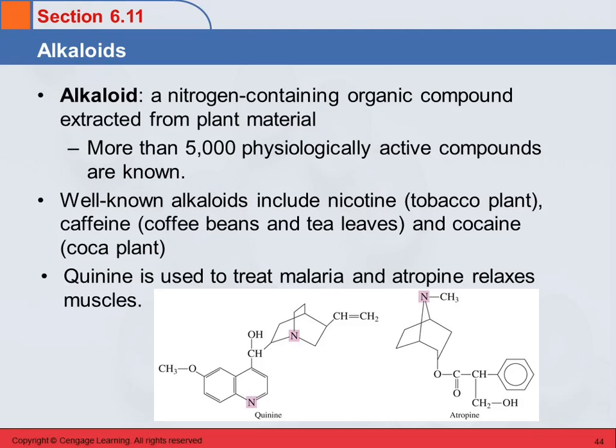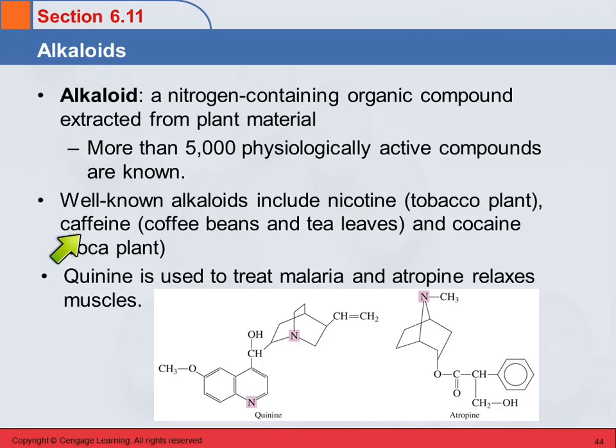There are over 5,000 physiologically active alkaloid compounds that are known. We're just going to talk about a couple of them. Well-known alkaloids include nicotine. Nicotine is a nitrogen-containing compound, and it comes from plant material. It comes from the tobacco plant.